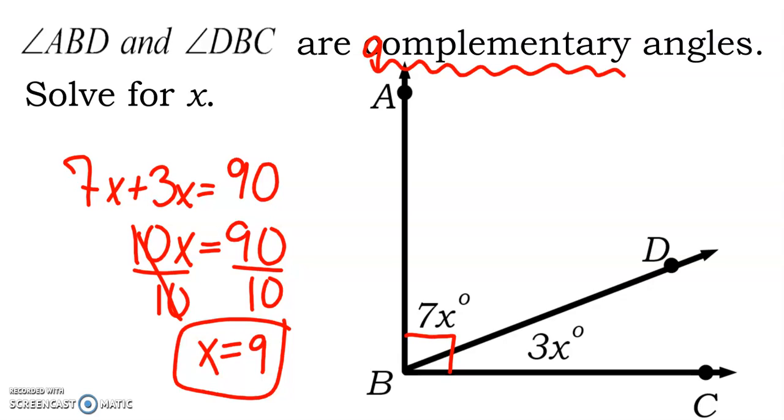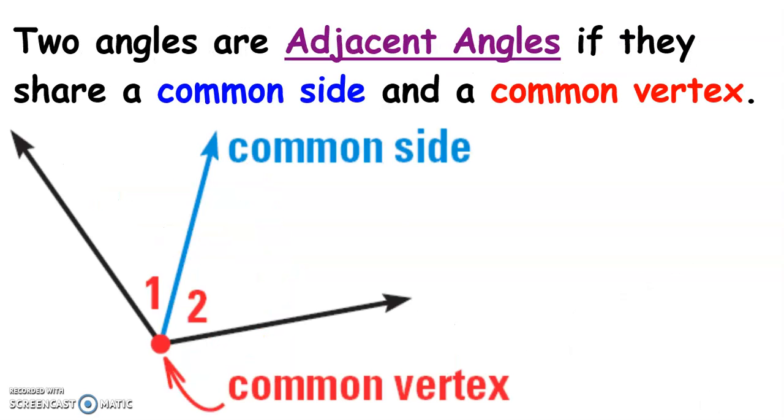I just want to note that in section 2.2 we talked about segment bisectors. Ray BD is not a segment bisector because 7 times x is not congruent to 3 times x, and they didn't tell me that it was a bisector, and it's not marked in my picture. So just don't get confused with section 2.3 segment bisectors.